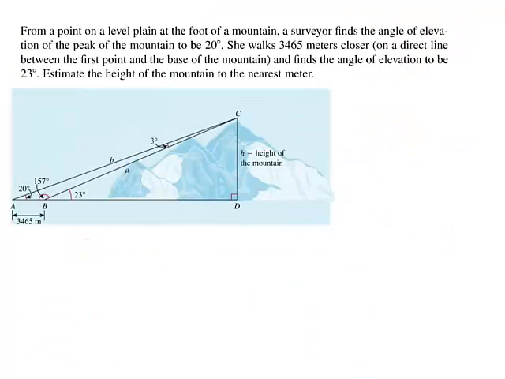Let's check out this next example. It says, from a point on a level plane at the foot of a mountain, a surveyor finds the angle of elevation to the peak of the mountain to be 20 degrees. She walks 3,465 meters closer on a direct line between the first base and the base of the mountain, and finds the angle of elevation to be 23 degrees. Estimate the height of the mountain to the nearest meter. So what we're trying to find is this distance right here.